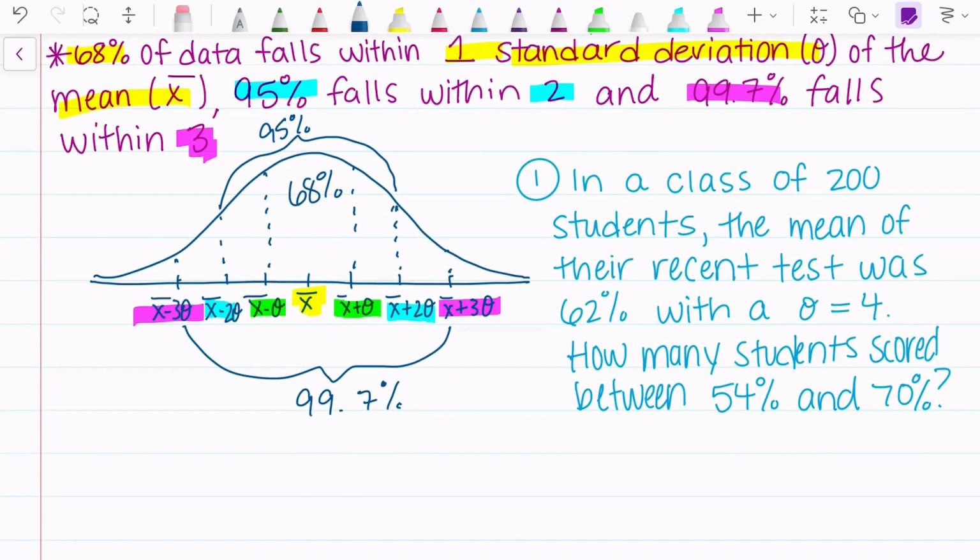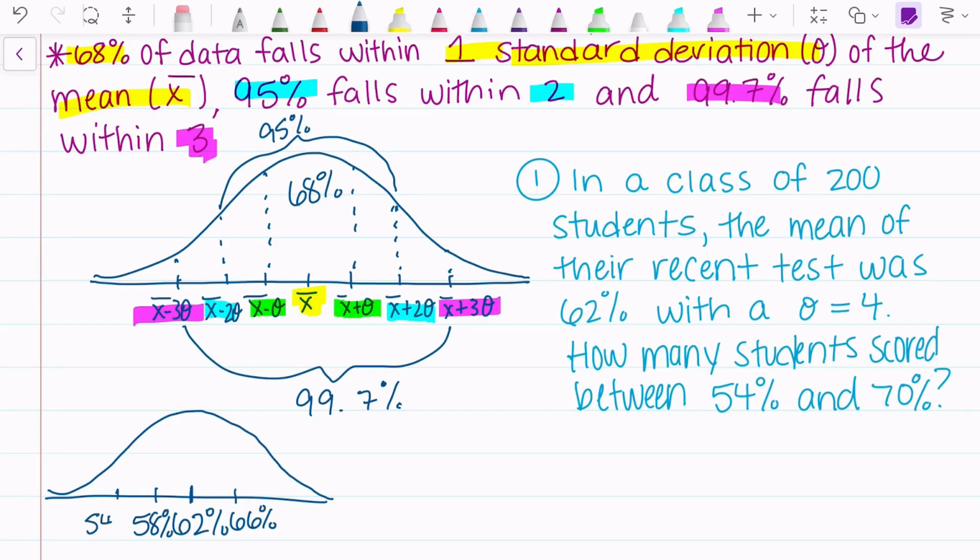So I'm going to create my own curve. It turned into a triangle. It's very sloppy, but that's okay. In the middle, I'm going to have my mean, which was 62%. Then I'm going to go out by the standard deviation of 4. One standard deviation up is 66%. One below, if I subtract it, would be 58%. If I go out again, I'm now at 54%. And if I go up again, I'm now at 70%. So this would be 2 standard deviations. We went 2 up and 2 down, and because we went 2 up and 2 down, that's 95%.